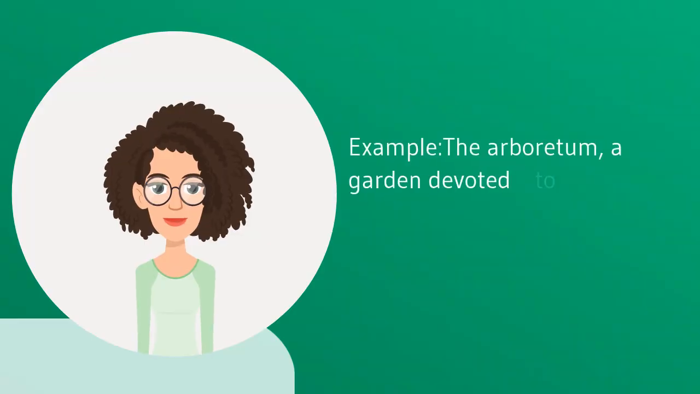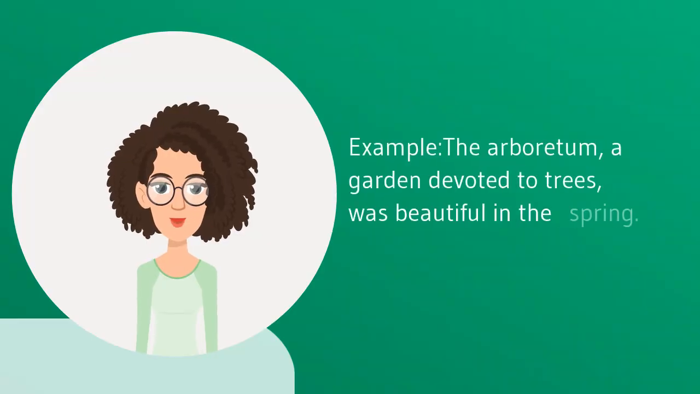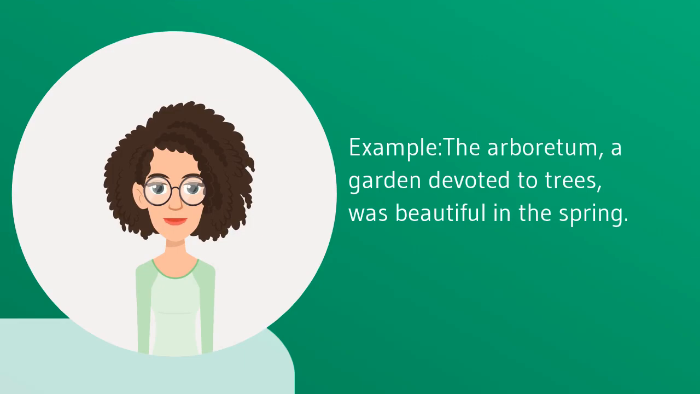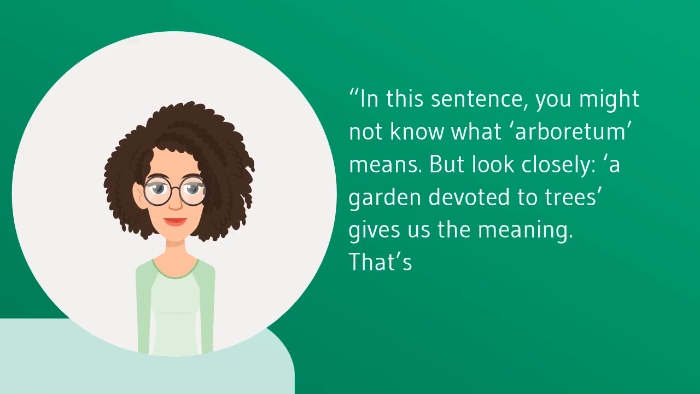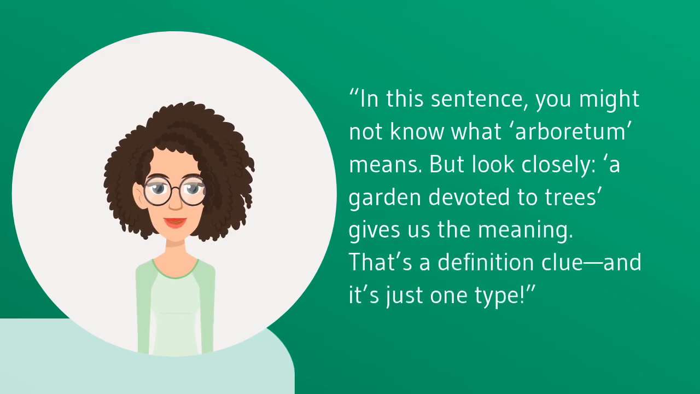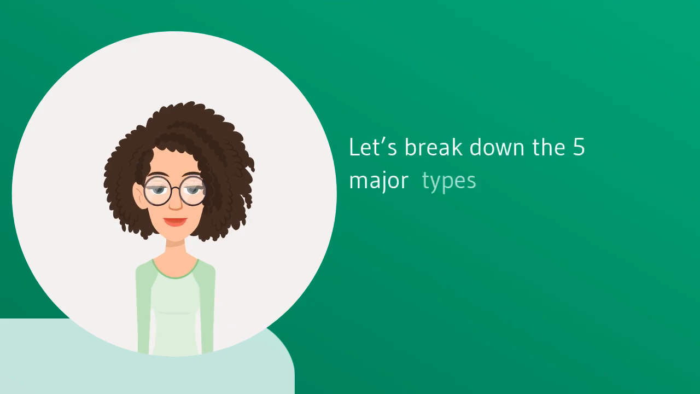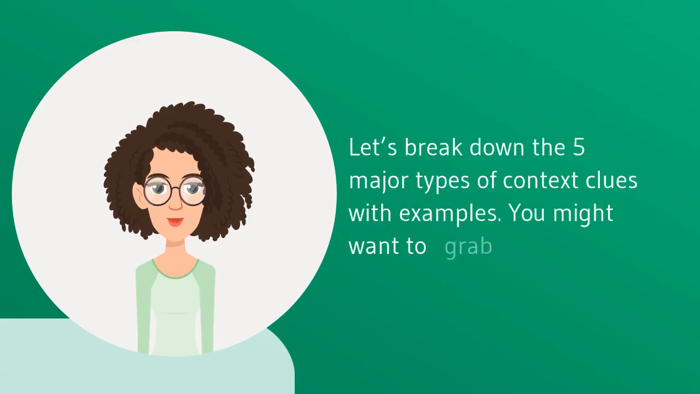Example: the arboretum, a garden devoted to trees, was beautiful in the spring. In this sentence, you might not know what arboretum means. But look closely. A garden devoted to trees gives us the meaning. That's a definition clue, and it's just one type. Let's break down the 5 major types of context clues with examples. You might want to grab a notebook.